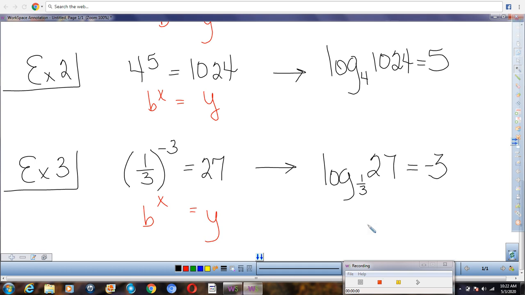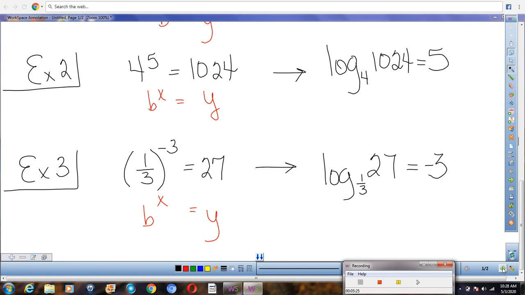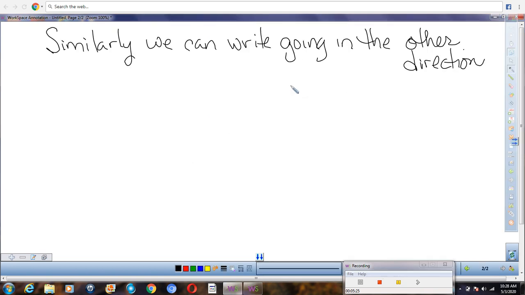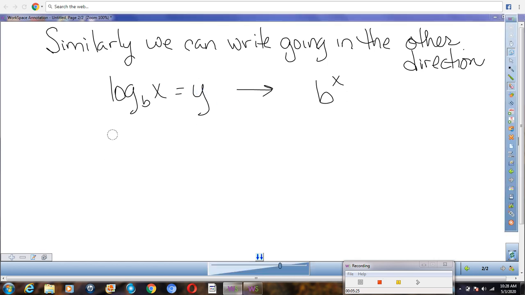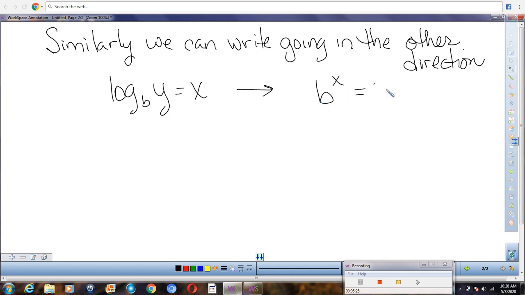Now, the whole idea is that we can actually write this in the other direction. As I said, we can also write this going in the other direction. So we're actually going to go from log base b of x equals y, and we're going to switch this into exponential form, b to the x. Sorry, I wrote this incorrectly. Let's try that again. My bad. Log base b of y equals x is the same as the inverse of b to the x equals y. My apologies for that. Getting ahead of myself.